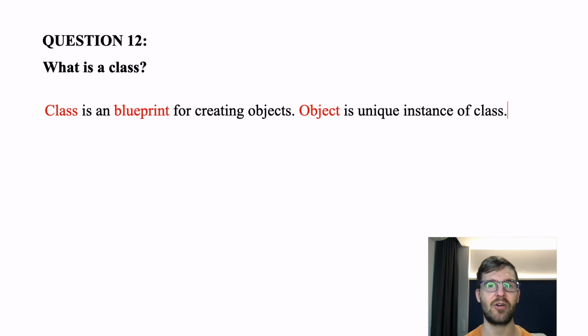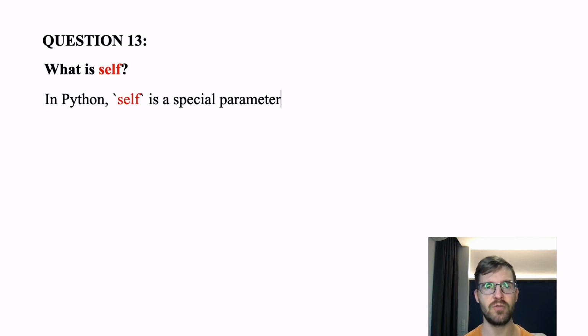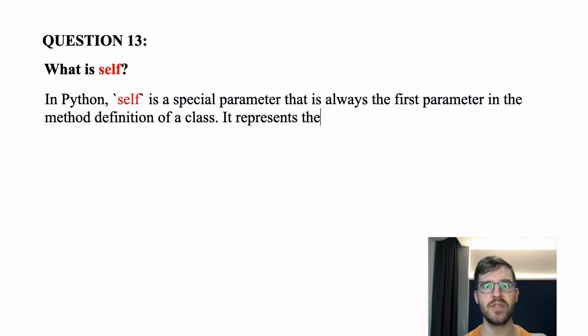So next question, number 12. What is a class? And I have a short, simple answer. A class is a blueprint for creating objects. An object is a unique instance of a class. Question number 13. What is self? Self is a link to a certain object. In Python, it is a special parameter that is always the first parameter in the method definition of a class. It represents the instance of the class. For example, the specific object on which the method is being called.